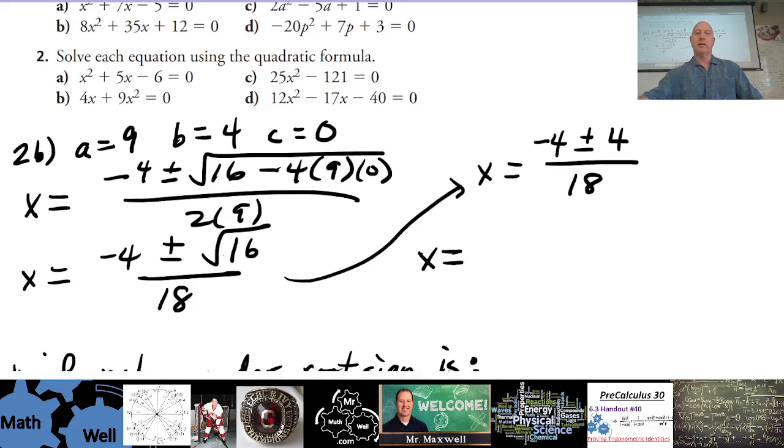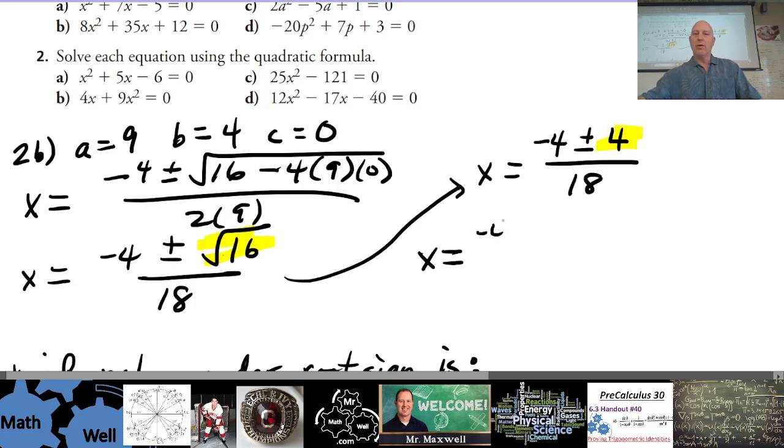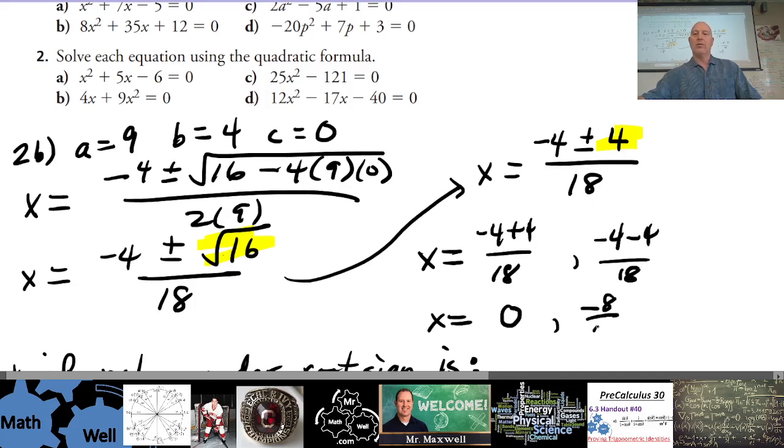Does that make sense? Everyone see that? Root 16 turns into this 4. Okay, so negative 4 plus 4 over 18 and negative 4 minus 4 over 18. So negative 4 plus 4 is 0 over 18, which is just 0. And this is negative 8 over 18, which should be simplified. That is actually what? Negative 4 over 9? So those are your two solutions there.